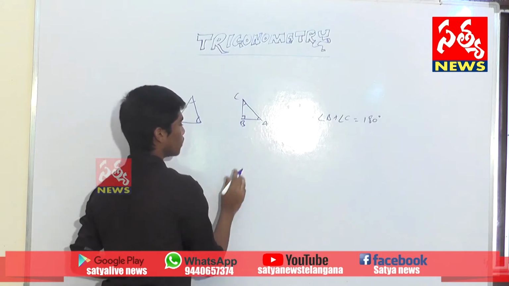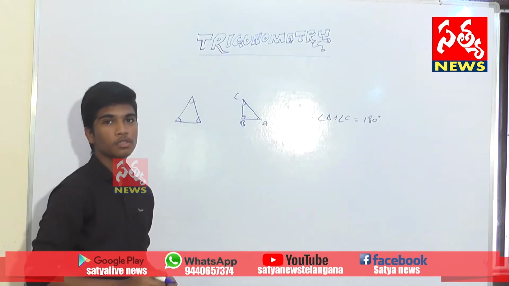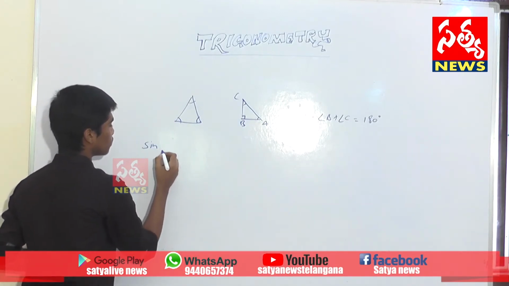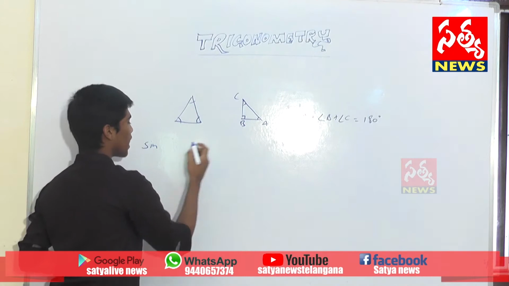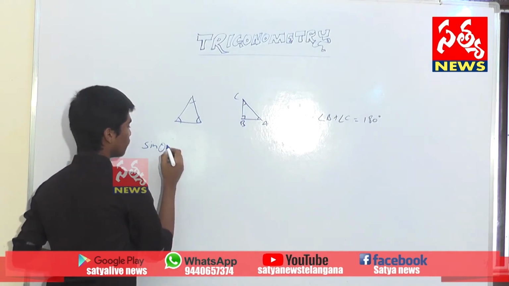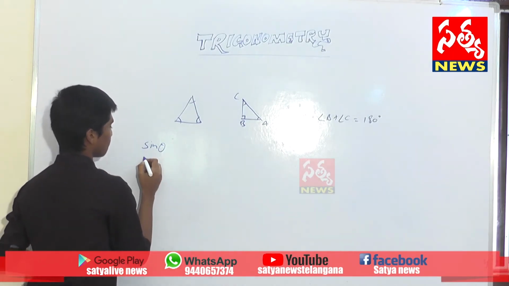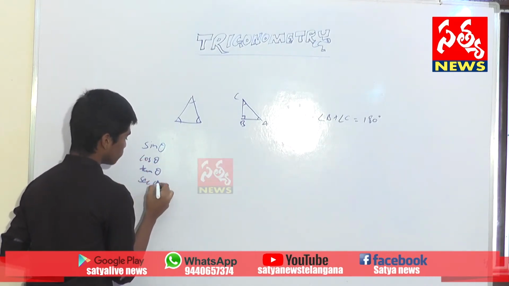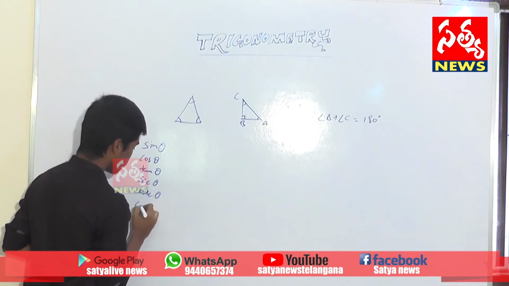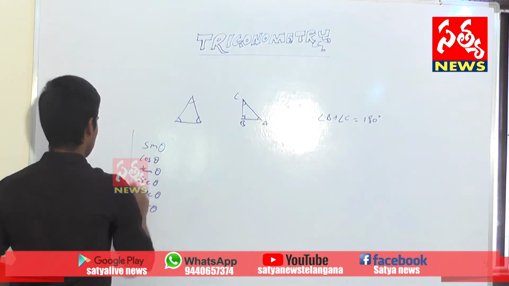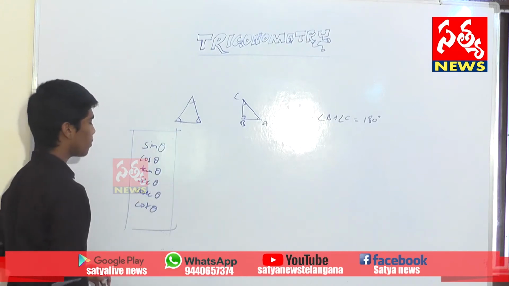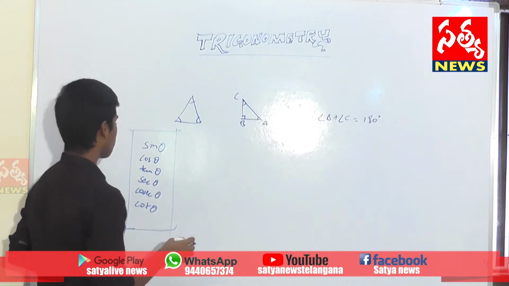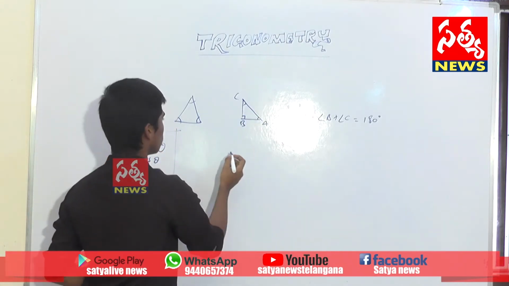Next, there are mainly 6 trigonometric ratios. We represent an angle in maths as theta: sine theta, cos theta, tan theta, secant theta, cosecant theta and cot theta. So these are the only 6 trigonometric functions that you have to remember.